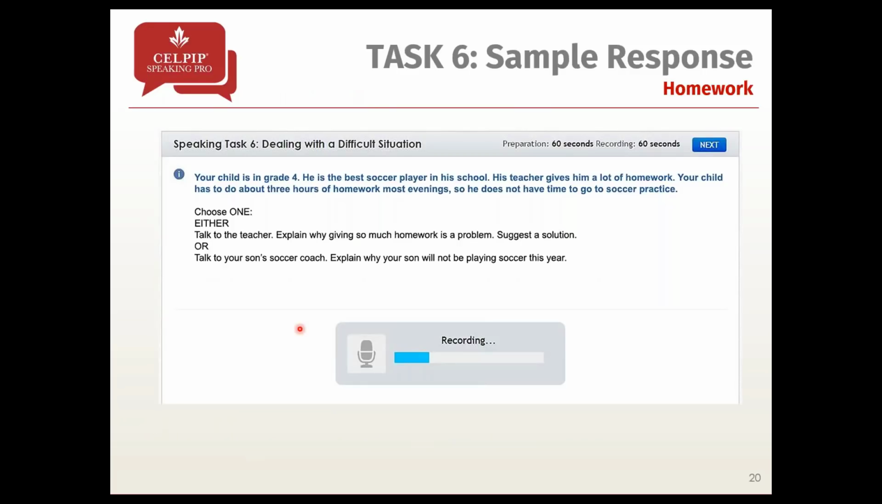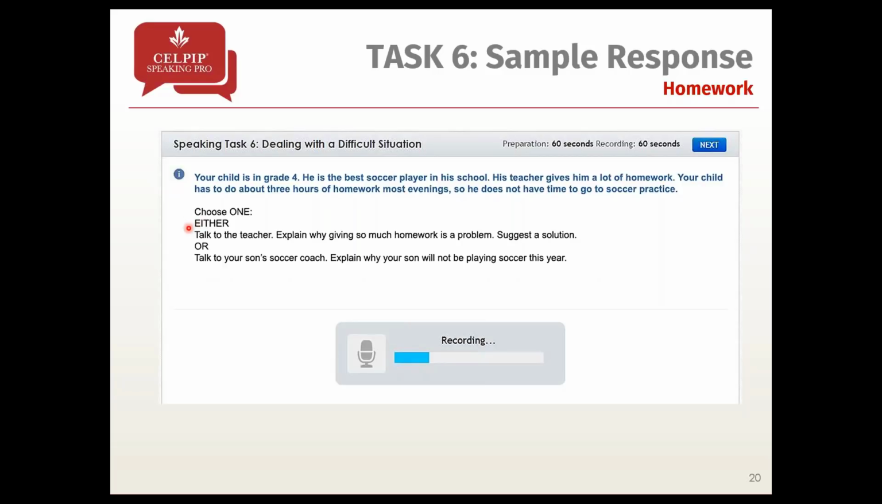So having a closer look here at the question, your child is in grade 4. He is the best soccer player in his school. His teacher gives him a lot of homework. Your child has to do about 3 hours of homework most evenings, so he does not have time to go to soccer practice. So that's the situation.